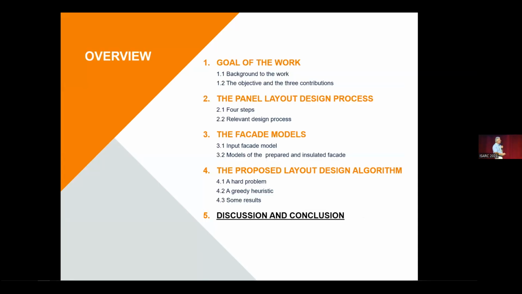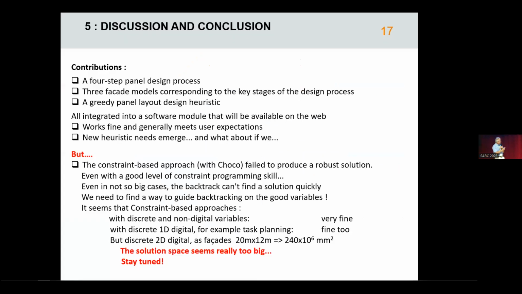In conclusion, as we said, we have seen a four-step panel design process: first, preparation, manual layout, automatic layout, and after that, retouch modification. Three facade models correspond to the key stages of the design process: an input geometry, prepared geometry, and solution. A greedy panel layout design heuristic. No constraint-based approach, we'll talk about that later. All integrated into a software module that will be available on the web.